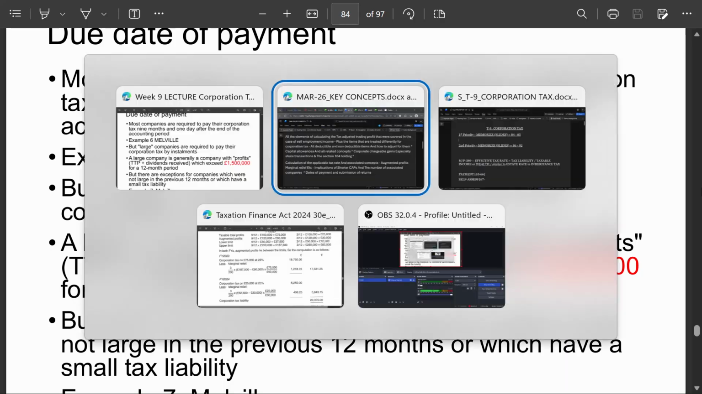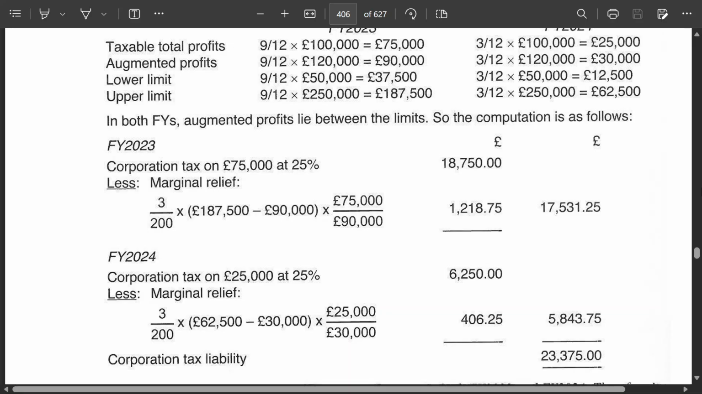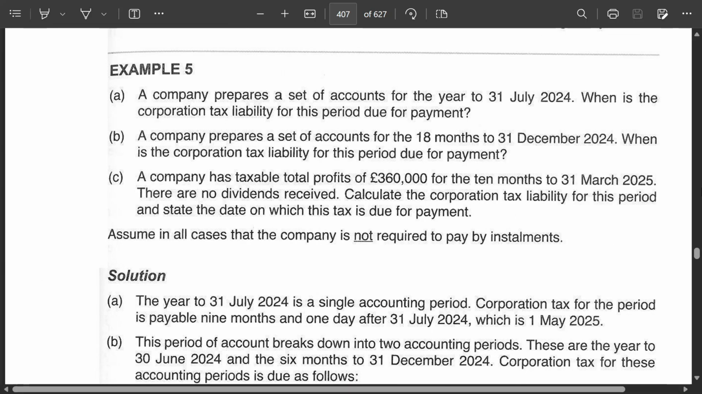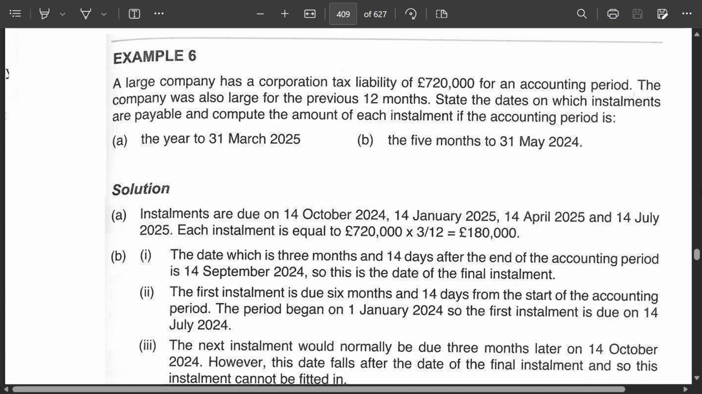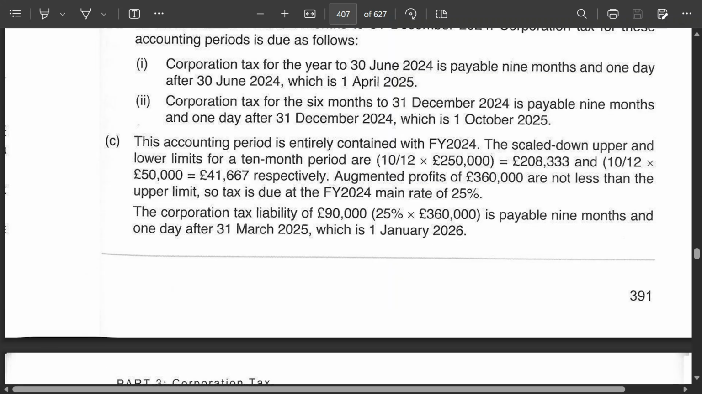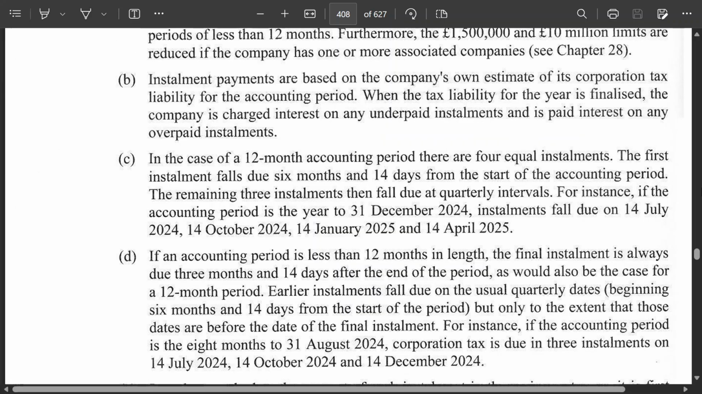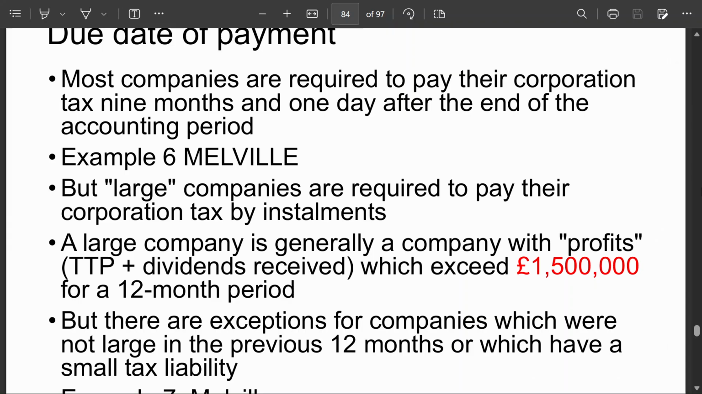So first is 9 months and 1 day. We can just look at 6 and 7, but this is not really something we need to spend time on. This is where the information is laid out, so just look at it. The main rule is that if you're not a large company, it's 9 months and 1 day after the end of the accounting period. But if you're a large company, then you pay by installments, right? And when are the installments due and all that?